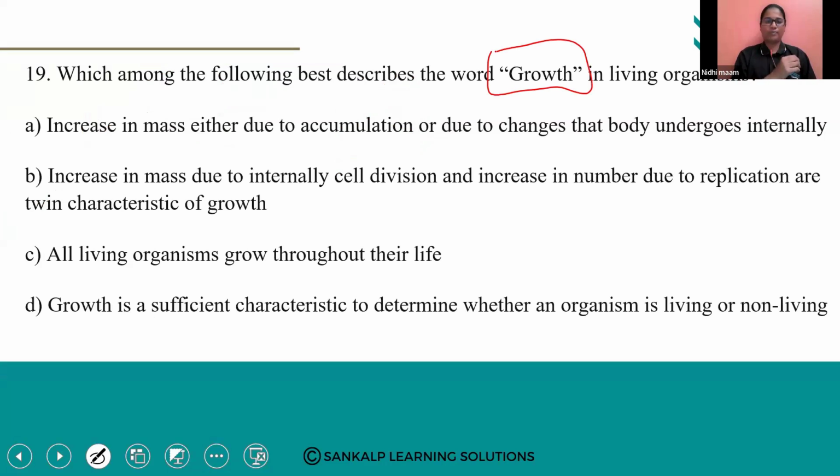Understand the options properly. Increase in mass either due to accumulation or due to changes that the body undergoes is called growth. Increase in mass due to internal cell division and increase in number due to replication are twin characteristics of growth. All living organisms grow throughout life. Growth is a sufficient characteristic to determine whether an organism is living or non-living.